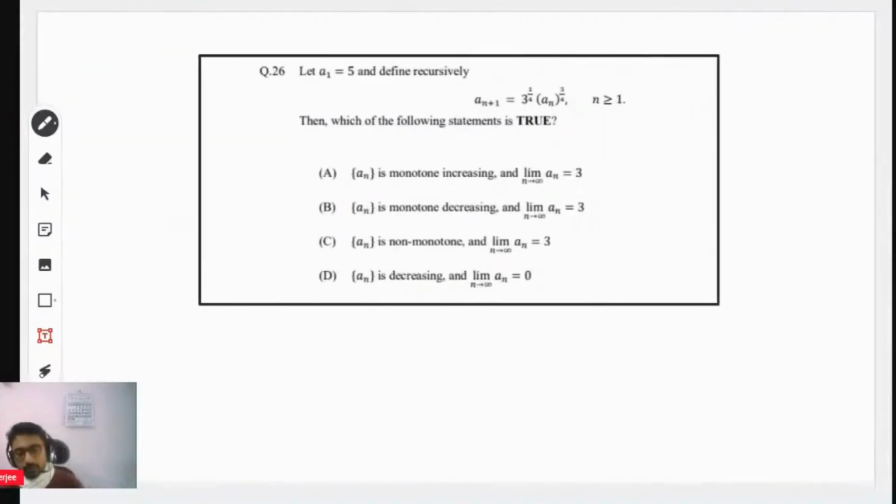So let's move to the next problem. Let's start problem 26. It's a very interesting problem. It really dwells into the core aspects of sequences. If you observe, a1 is 5, and it's recursively defined as a(n+1) equal to 3 to the power 1 by 4 into a(n) whole to the power 3 by 4. And it's asked about the monotone nature and the limit.